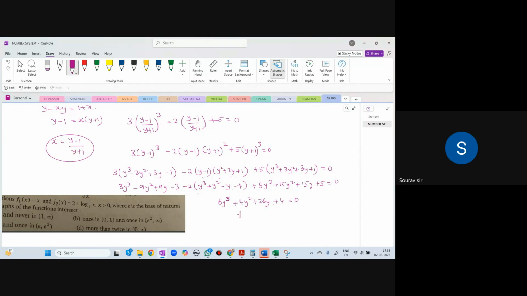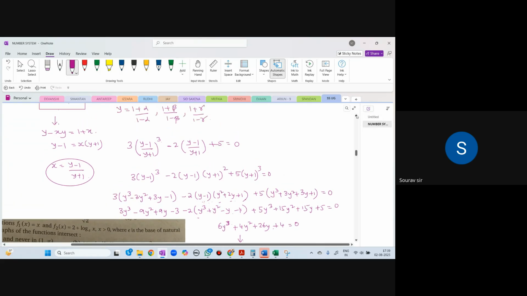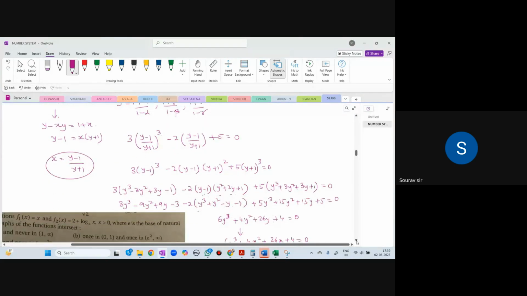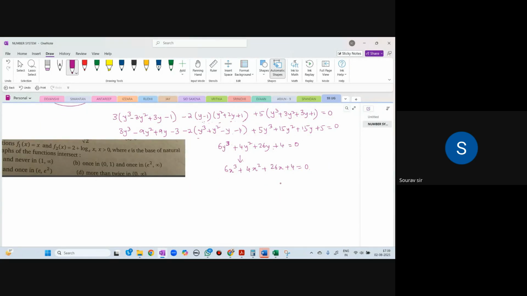So now from here you can say 6x cubed plus 4x squared plus 26x plus 4 equal to 0. So you're simply converting Fy to Fx. Right? Now the question is, how many negative real roots this equation will have? Right? So here you have to apply not only Descartes' rule, but something else. What is that something else?